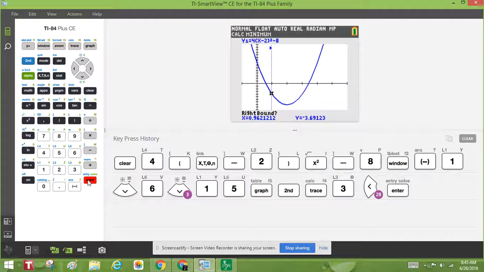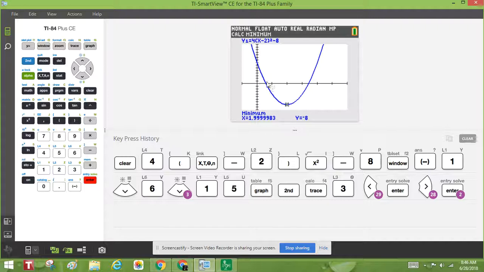You see it immediately says right bound, so now you're going to scroll over to the right bound side of your vertex. And anywhere to the right will do, and hit enter again. All right, now it says guess, and of course you want to guess, so you're going to hit enter again. And here it jumps right to the vertex, and it tells you your vertex is 2, -8. Well, that's really no surprise because we were in vertex form, so we knew just by looking at it that it was 2, -8. But I still wanted to show you how to do it on the calculator, so if you're in other forms, you'll be able to do that.